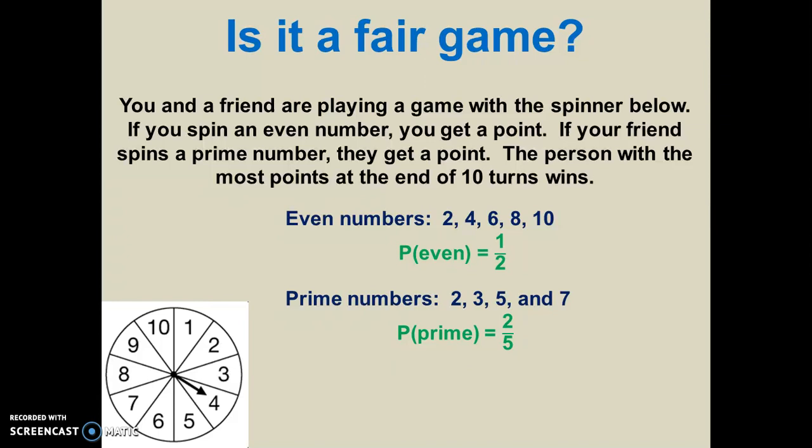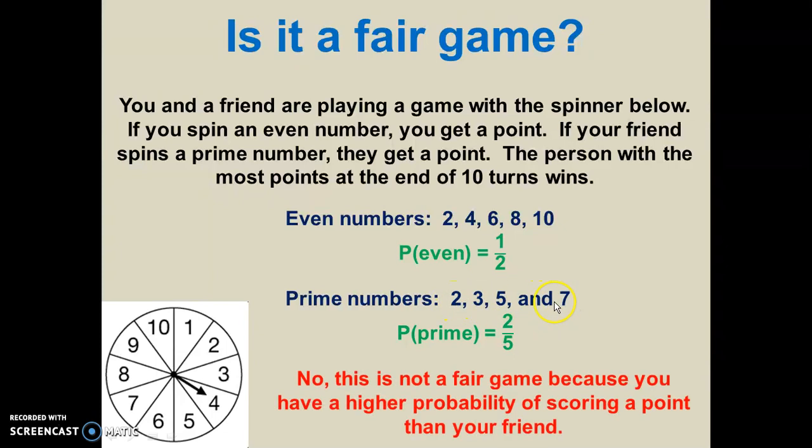So is this a fair game? Well, you had 5 different favorable outcomes that would get you a point. Your friend only has 4 favorable outcomes. Therefore, this is not a fair game. You have a higher probability of scoring and therefore winning than your friend does.